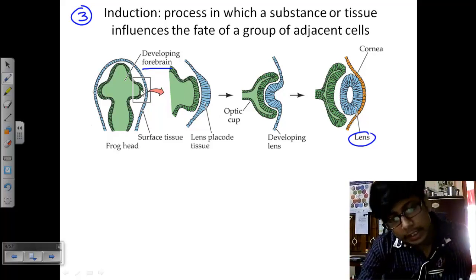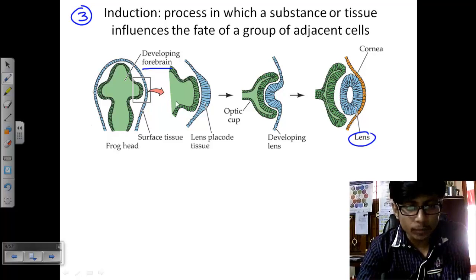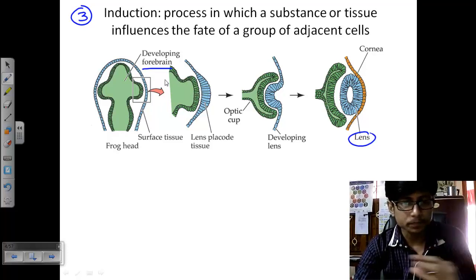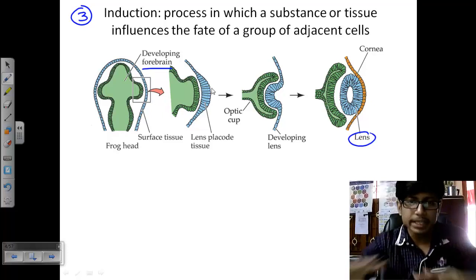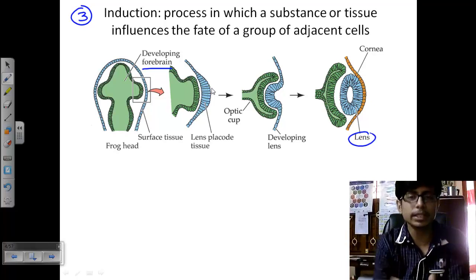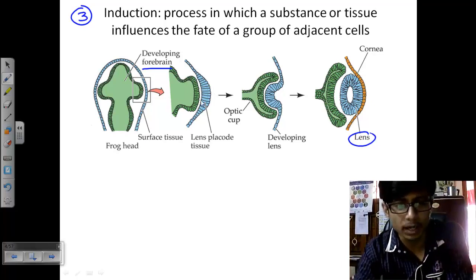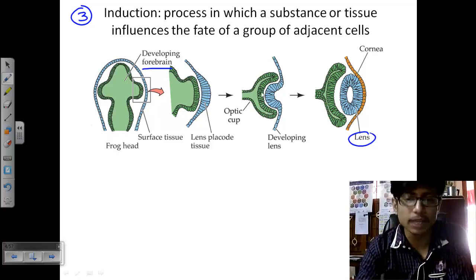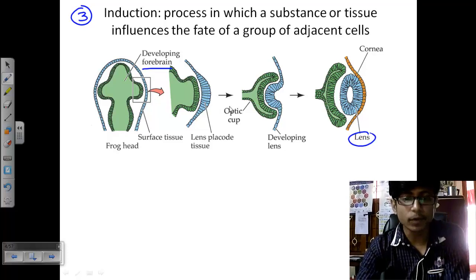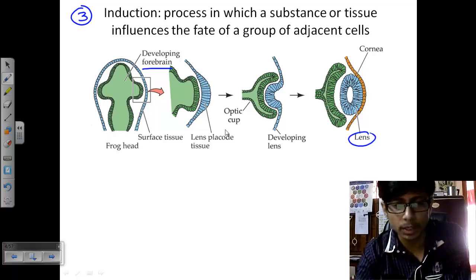So if we zoom in here, this particular structure of forebrain slowly starts to push that surrounding surface tissue. Actually, it starts to arrange itself in such a way, not engulf, but see here, this is the forebrain, it starts to form a structure like a cup here. As it forms this cup, it is also interacting with the surface tissue. The surface tissue also takes on a structure according to the presence of this forebrain, and the forebrain forms that kind of cup structure which we call an optic cup.